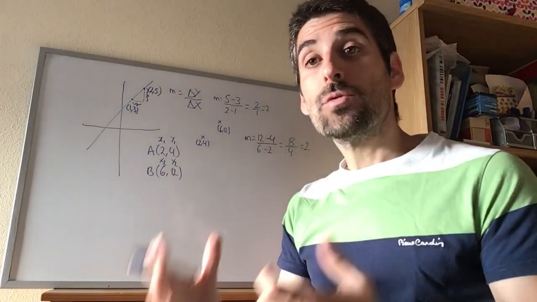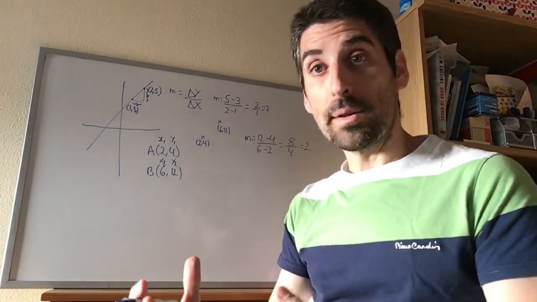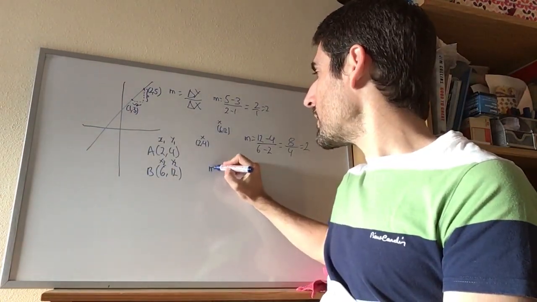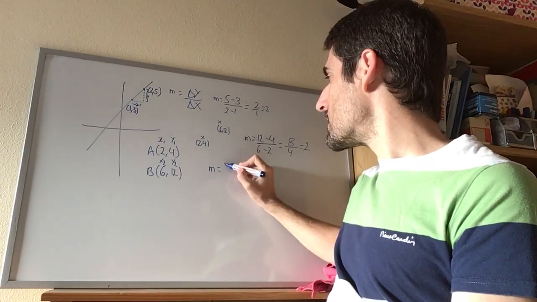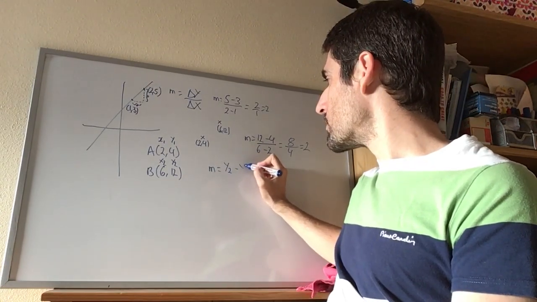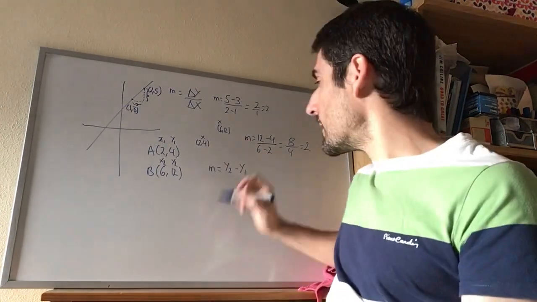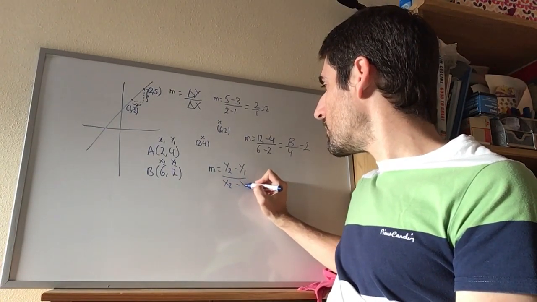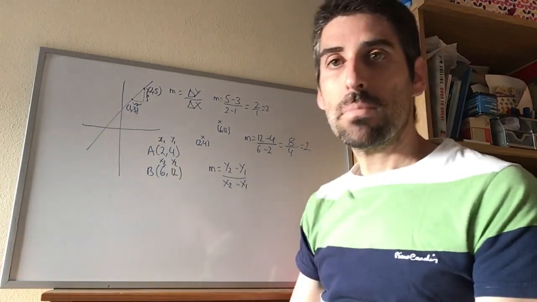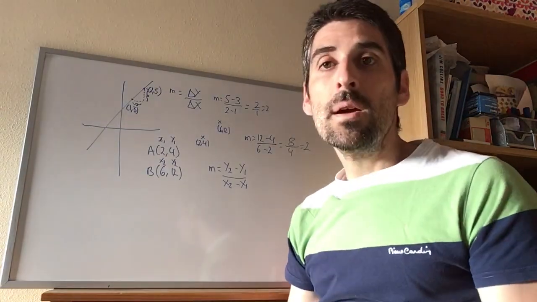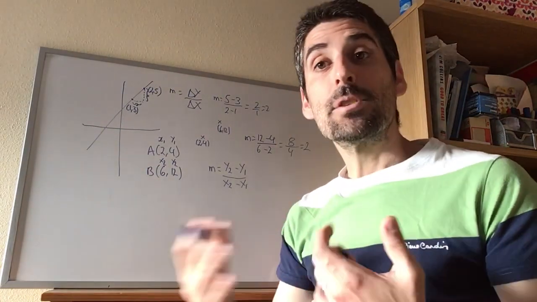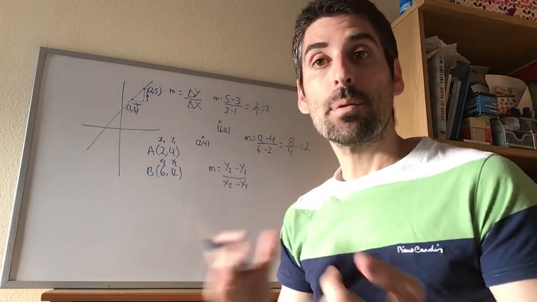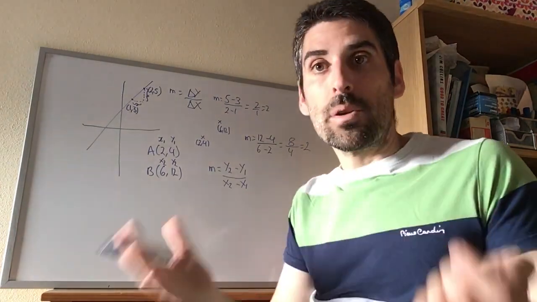So this is how you find the gradient between 2 points. In general, the gradient between 2 points is y2 minus y1, so the change in y, divided by the change in x. And there you go. Now this can get a little bit tricky if you've got negative numbers. So let's do an example with that, and you're pretty much sorted.